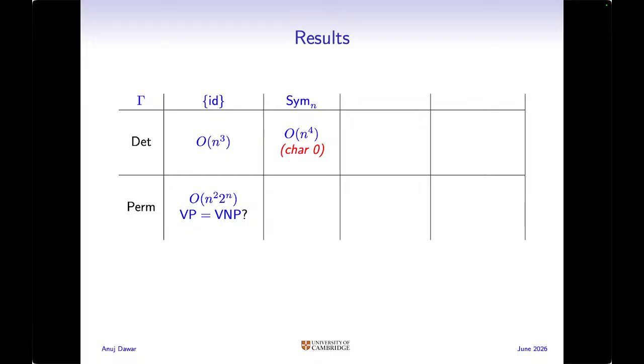This Sym-n group, by which I mean the action of Sym-n, where you apply the same permutation to the rows and the columns, gives n to the 4th, which is what I just showed you, by Leverrier's method. I say characteristic 0, but we can get rid of that restriction. And here we have an unconditional exponential lower bound for the permanent. There is simply no sub-exponential size circuit that will give you the permanent, at least in characteristic 0, okay?